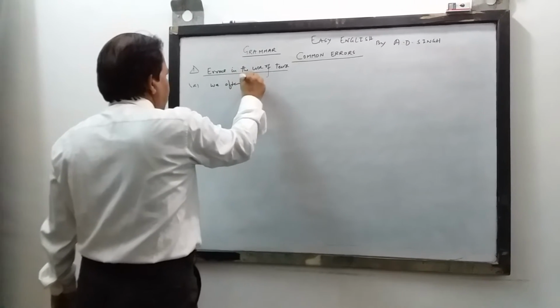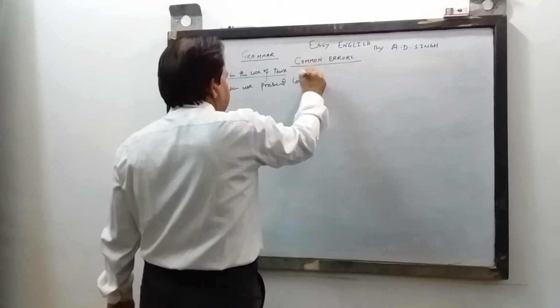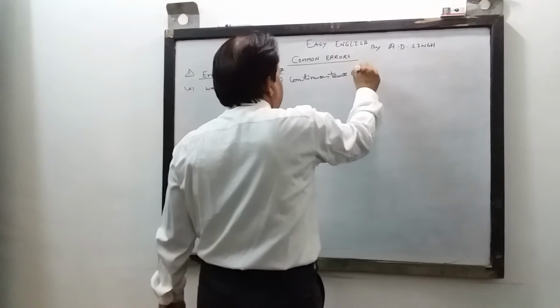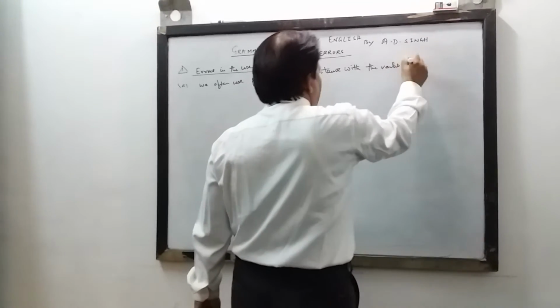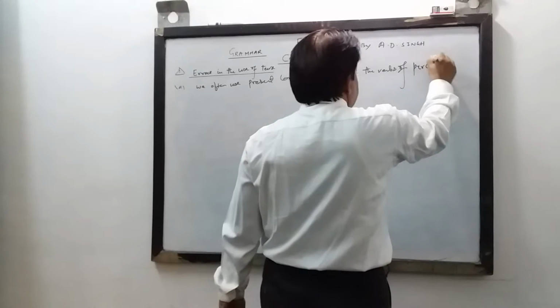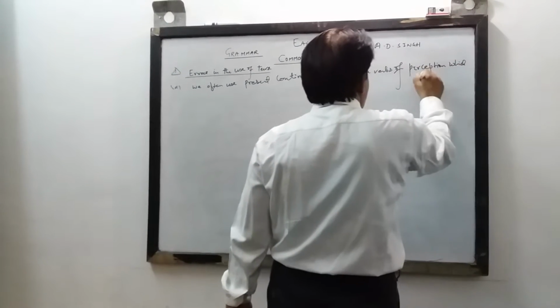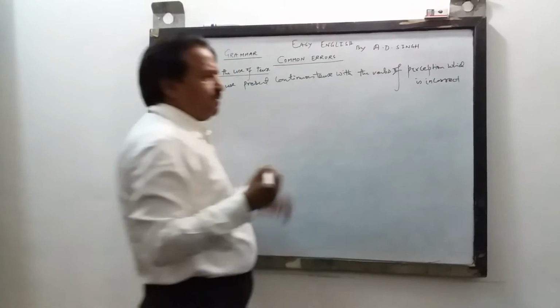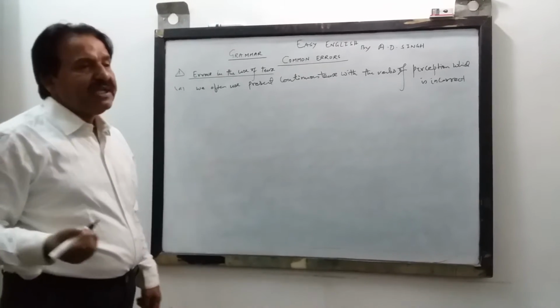use present continuous tense with the verbs of perception, which is wrong, which is completely wrong, which is incorrect. Remember, we cannot use present continuous tense with the verbs of perception. What then, you ask? What should we use?